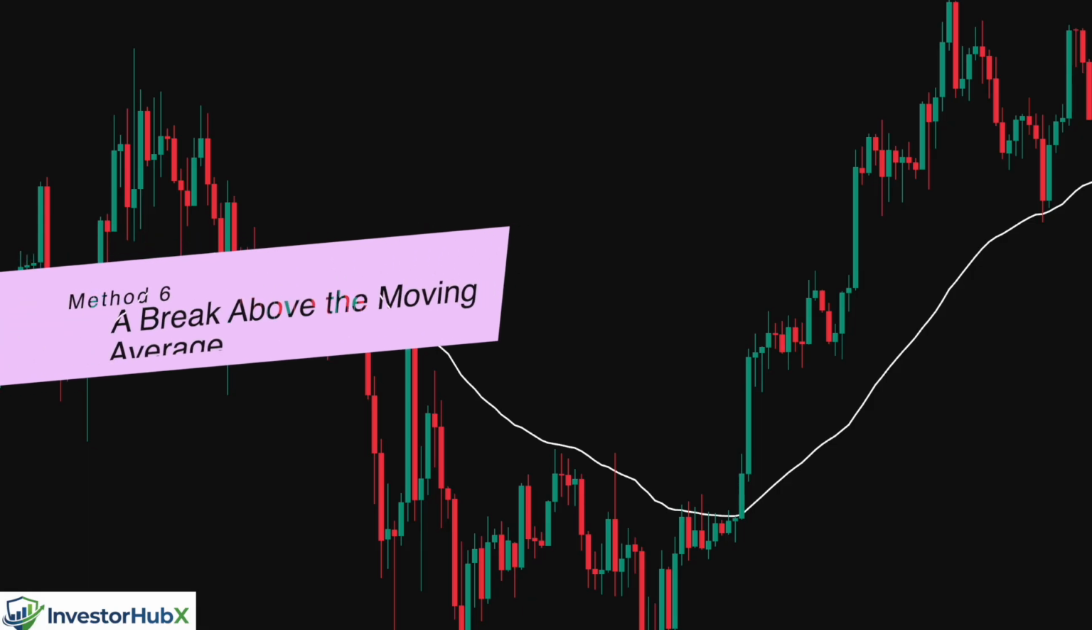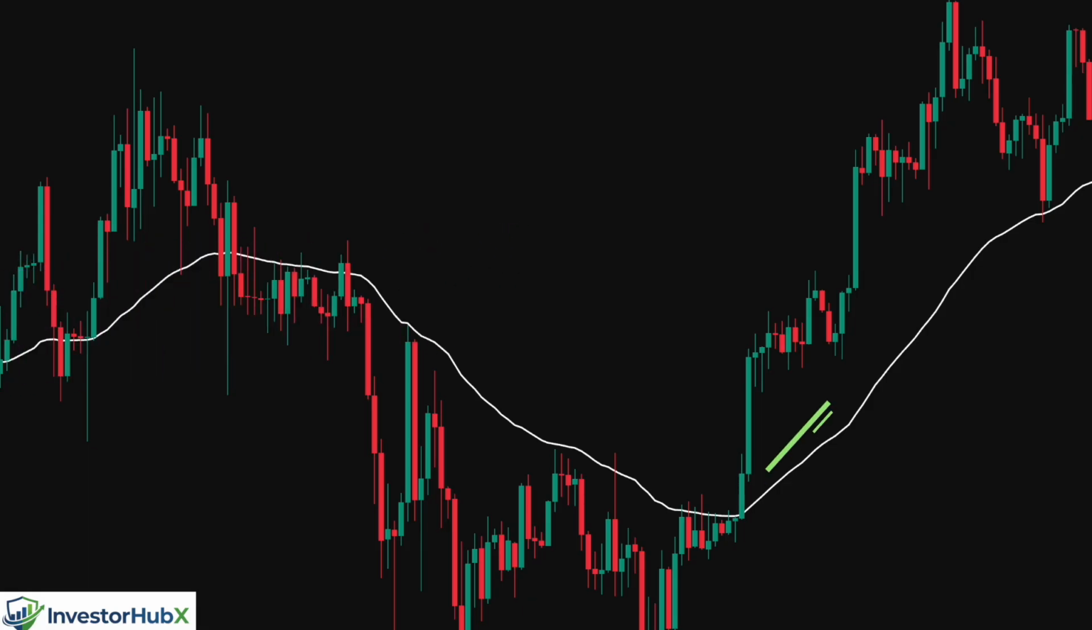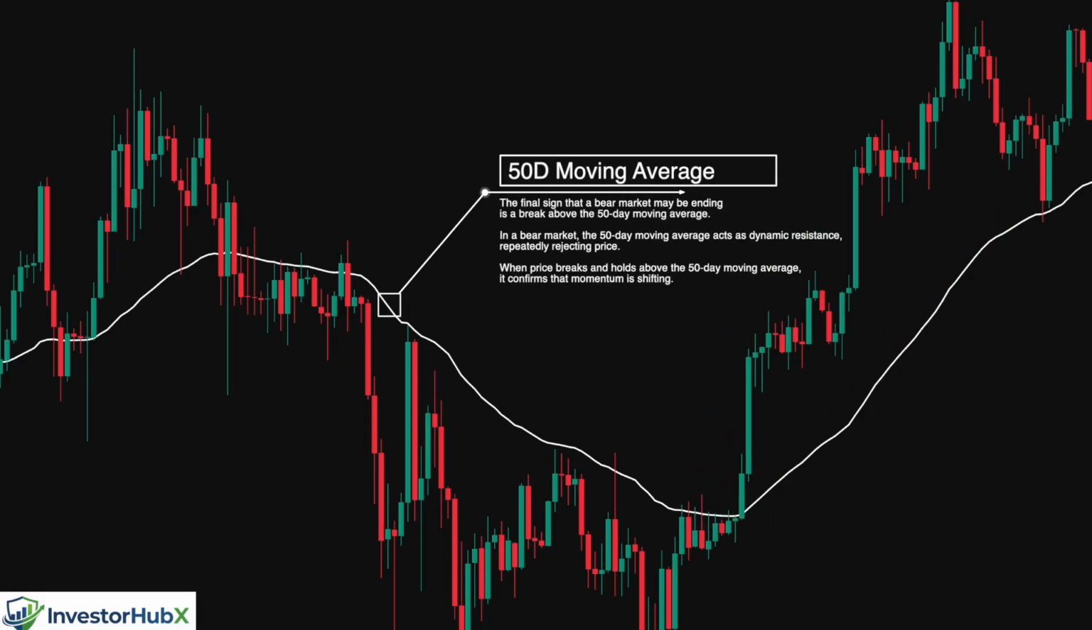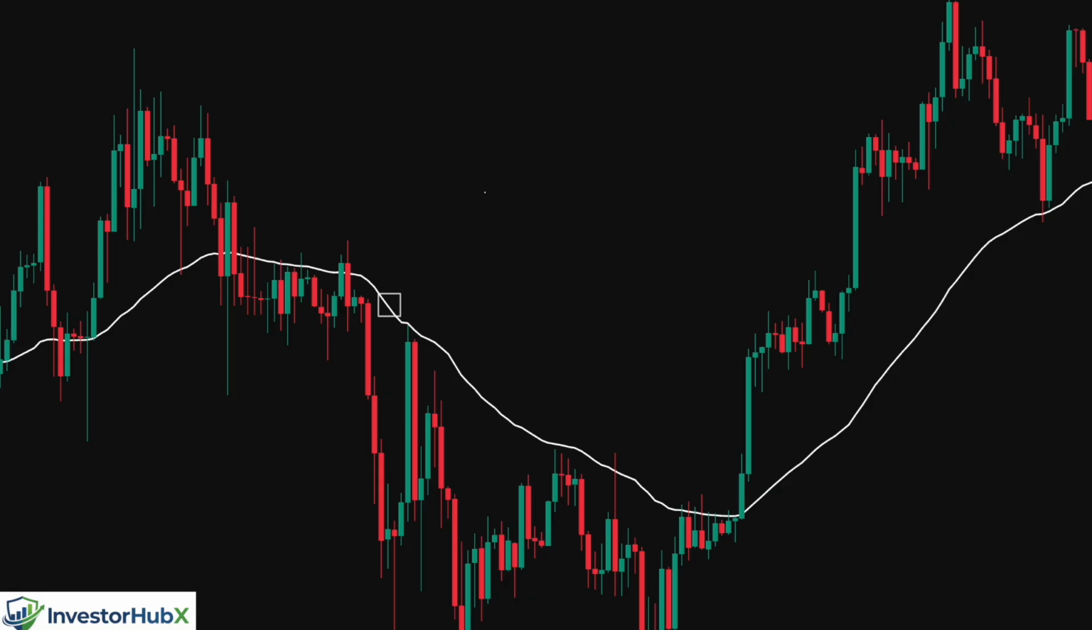The final sign that a bear market may be ending is a break above the 50-day moving average. In a bear market, the 50-day moving average acts as dynamic resistance, repeatedly rejecting price. When price breaks and holds above the 50-day moving average, it confirms that momentum is shifting. This does not guarantee a bull market, but it signals that the broader market bias is starting to turn bullish.